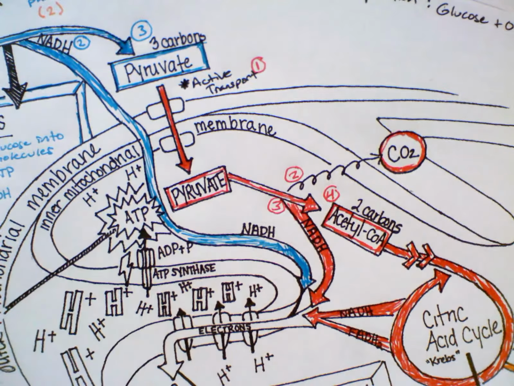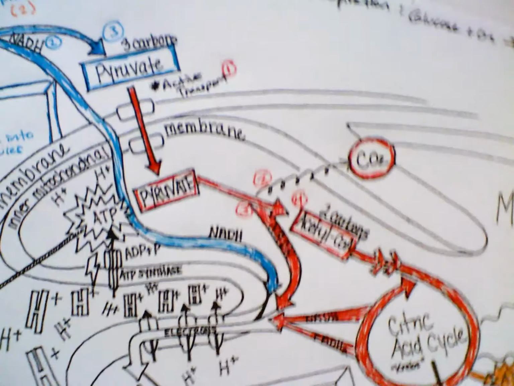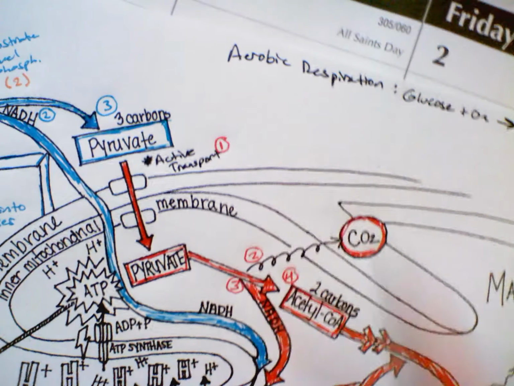So now we get it into the mitochondria as pyruvate, and this is only in the presence of oxygen. So actually we should add that in the presence of oxygen.